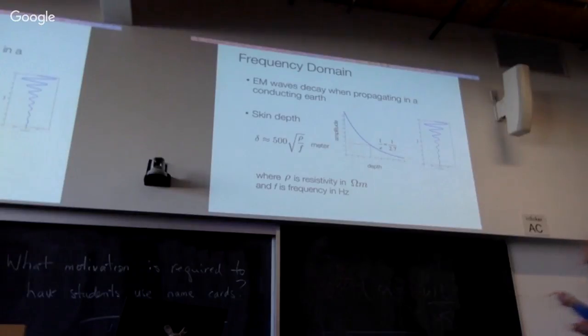So that was the depth to which the field has decayed by 1 upon e of its value. So we had this particular formula here. The skin depth is about 500 square root of the resistivity over the frequency. So the skin depth is really an important part because just as in the GPR, you can only see into the Earth like 1 or 2 skin depths.